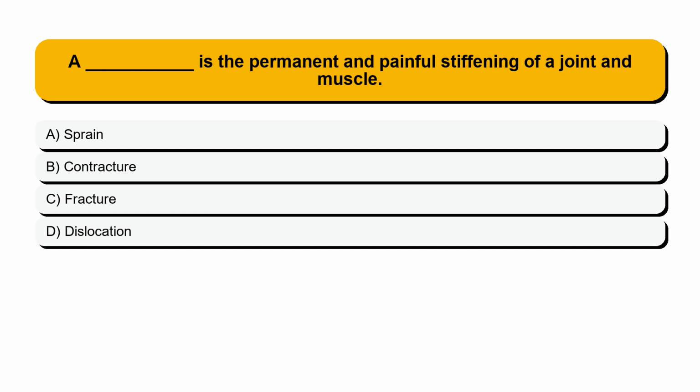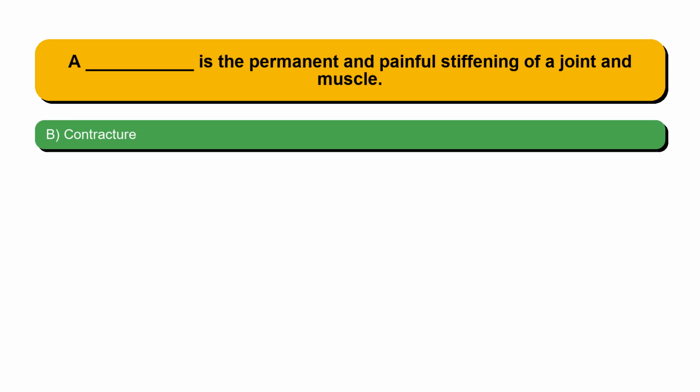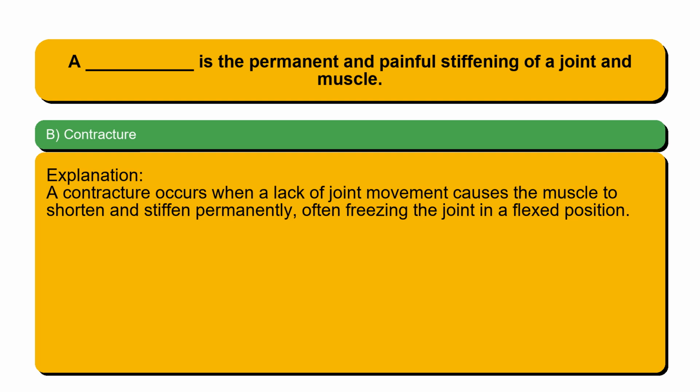Question 92. A blank is the permanent and painful stiffening of a joint and muscle. Option A. A sprain. Option B. A contracture. Option C. Fracture. Option D. Dislocation. The correct answer is option B. Contracture. A contracture occurs when a lack of joint movement causes the muscle to shorten and stiffen permanently, often freezing the joint in a flexed position.